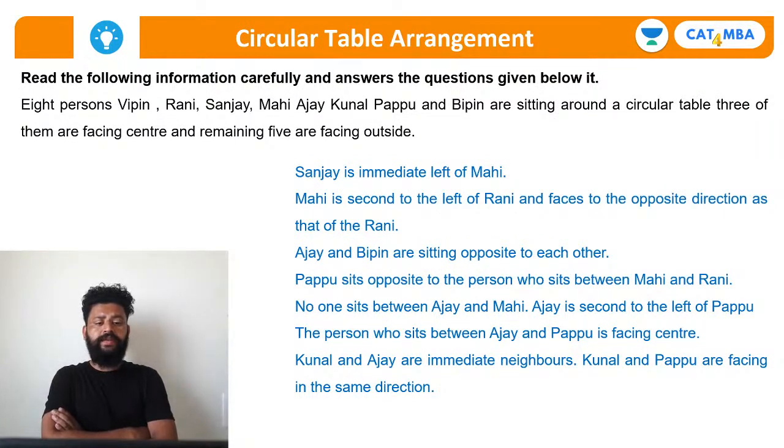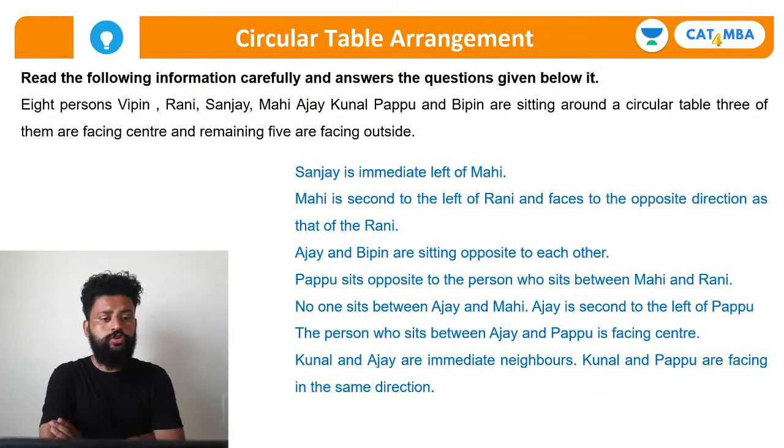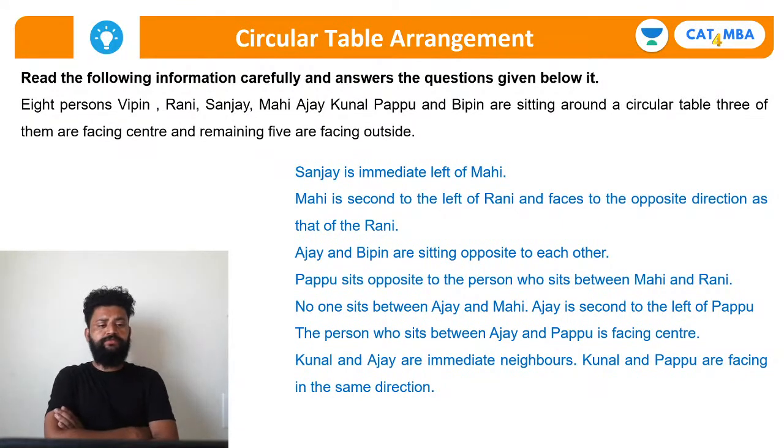So Sanjay is immediate left of Mahi, then Mahi is second to the left of Rani and faces the opposite direction as that of Rani. Then Ajay and Vipin are sitting opposite to each other, that's what we know. Then Pappu sits opposite to the person who sits between Mahi and Rani. Then no one sits between Ajay and Mahi.